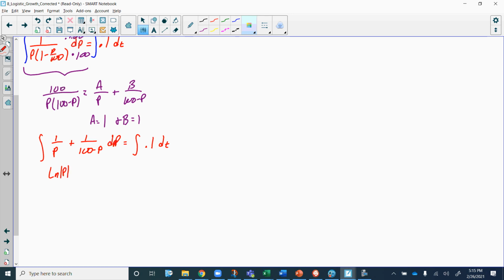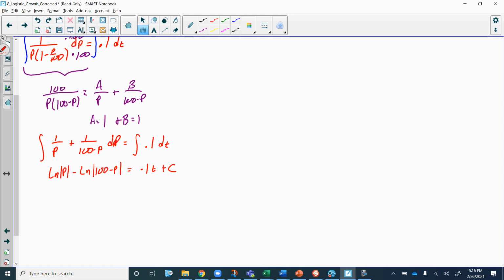And again, what we're going to want to do is say plus here, but when I take the derivative of the denominator, because if I write it out as the natural log of 100 minus p, the derivative of that part here is going to be a negative p, so this part here needs to be negative. So we're going to just write it out as minus natural log of 100 minus p to be equal to 0.1 t plus the constant of integration.